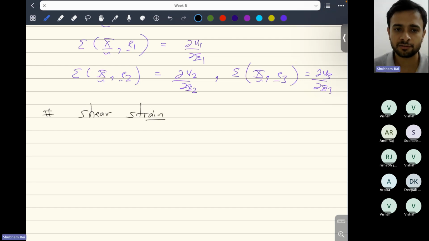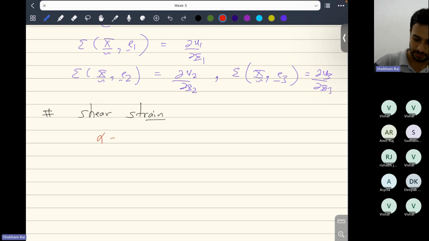Let's say in the undeformed configuration, or in the reference configuration, you have two line elements which are perpendicular to each other. Now after deformation, in the deformed configuration, there will be some final angle between those line elements. So the difference of the initial angle minus the final angle will be shear strain. The initial angle was 90 degrees and the final angle is, let's say, beta. So the difference of that will be shear strain.